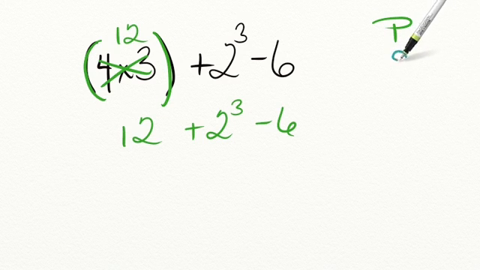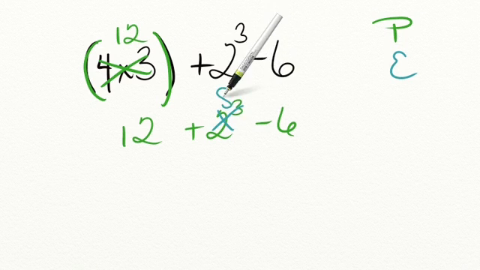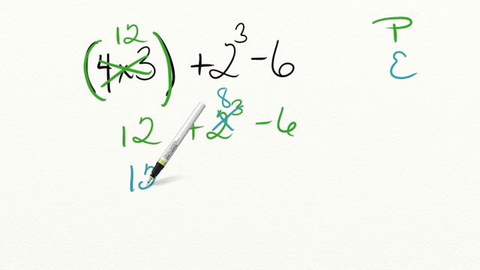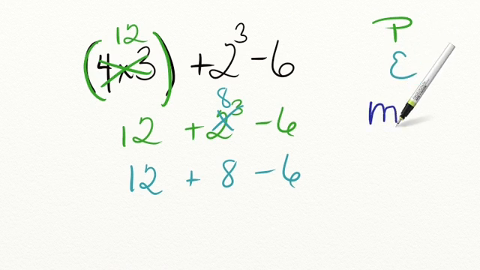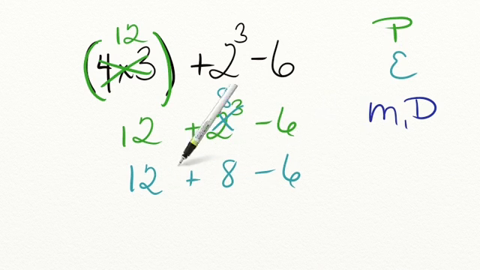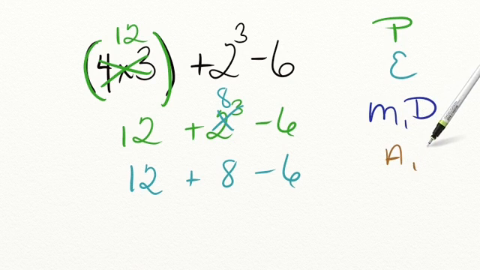Remember, our next step is exponents. We do have an exponent here. So 2 to the third is 2 times 2 times 2. So 2 times 2 is 4 times 2 is 8. So I'm going to rewrite that as 8. 12 plus 8 minus 6. And next we have multiplication and division. We don't actually have any multiplication and division in this equation, so now we're going to move on to addition and subtraction.